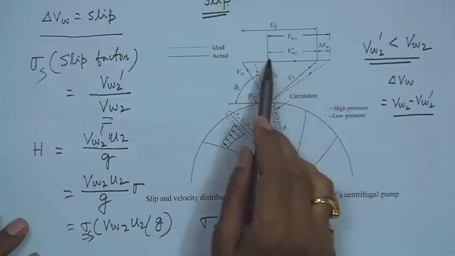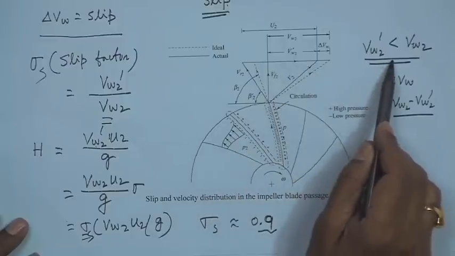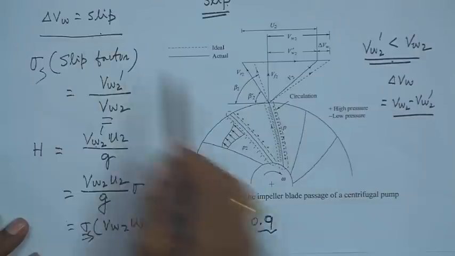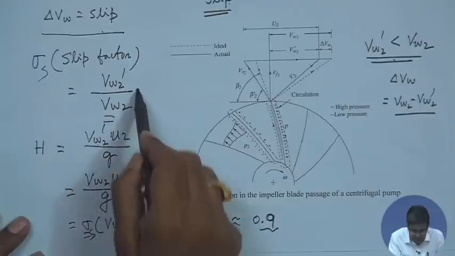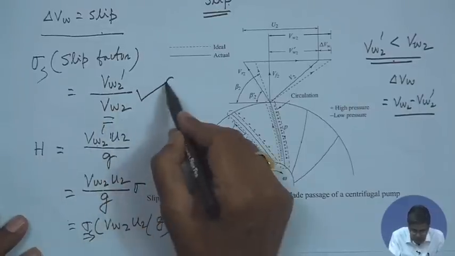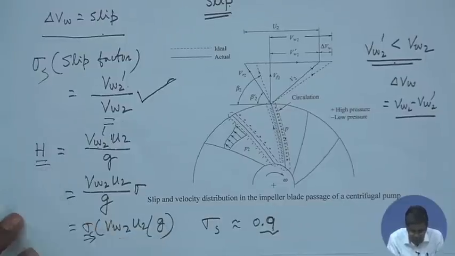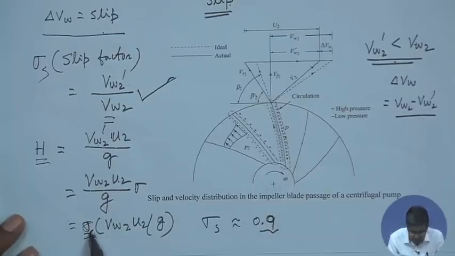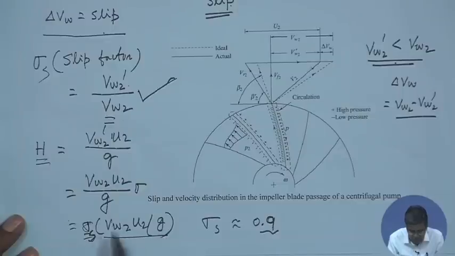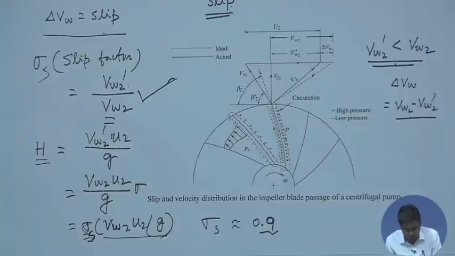So, therefore, the tangential component of the absolute velocity also changes, and it is actually reduced, and that reduction is defined as slip, for which the energy imparted to the fluid is reduced, and this is the definition of the slip factor, the ratio of the tangential component of velocity, actual and ideal. We can express the head developed by the fluid, or imparted to the fluid, as slip factor sigma s into VW2 U2 by g, where VW2 is the tangential component of the fluid velocity at the outlet in consideration of the ideal situation without slip.